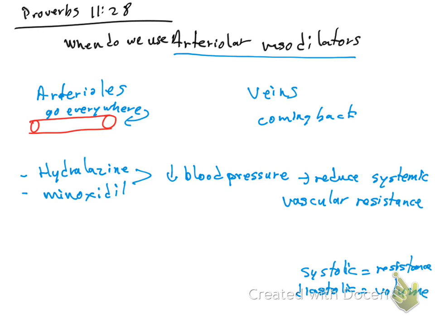Now, those patients that have resistant hypertension are going to have resistance, so systolic, and also the blood pressure is sometimes extremely high. But coming back again to hydralazine and minoxidil, they decrease the blood pressure by reducing the systemic vascular resistance.